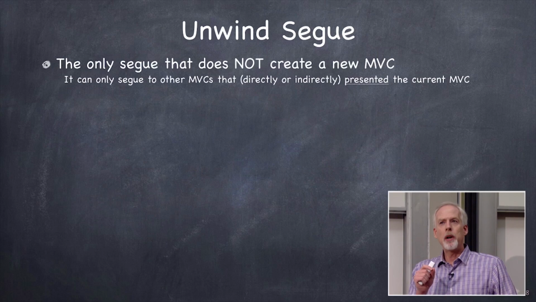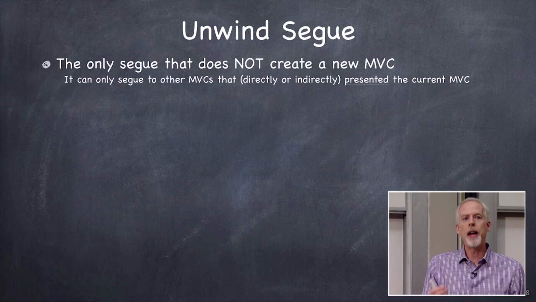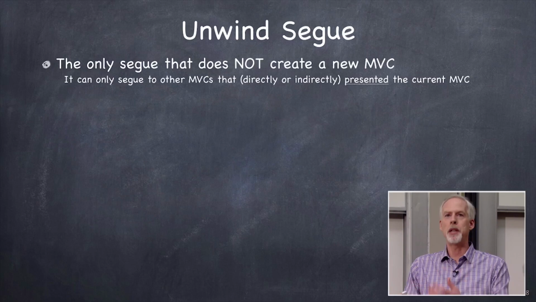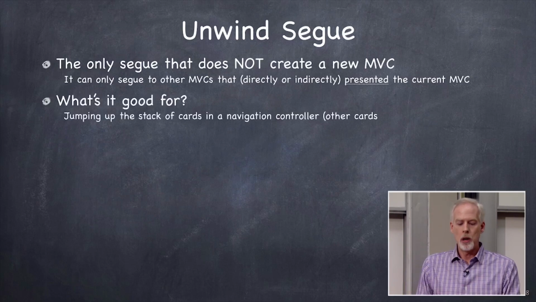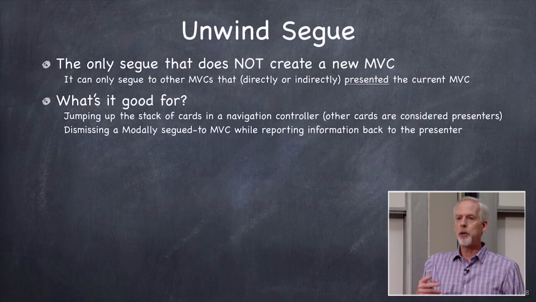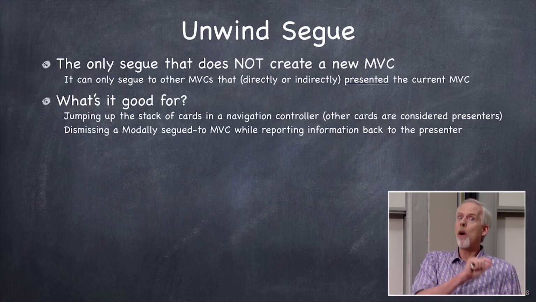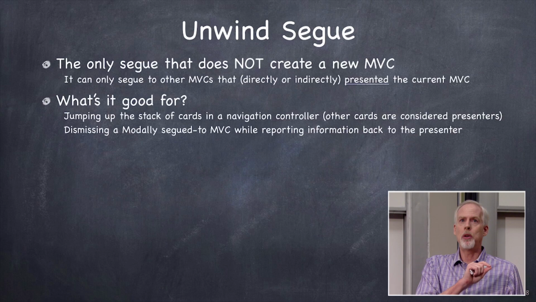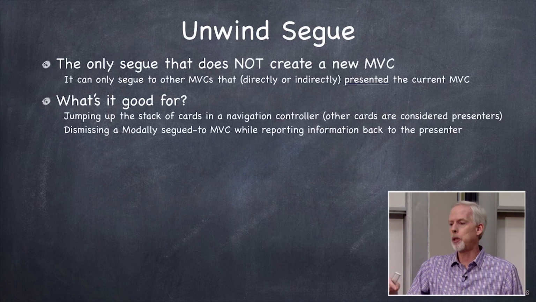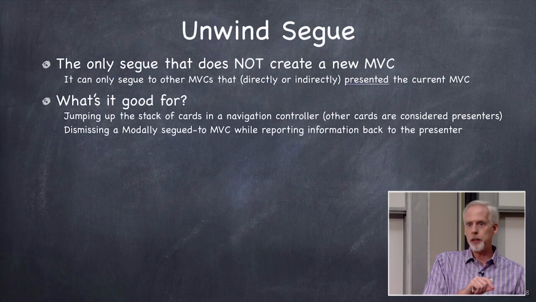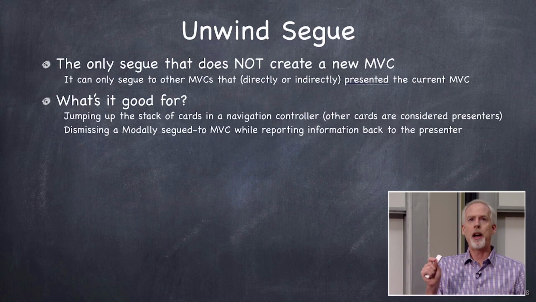And that's because Unwind segues to an existing view controller that presented the current view controller, or indirectly presented it by presenting some other view controller that presented this one. So what's this thing good for? Well, two things really. One, it's good for jumping back more than one step in a navigation controller. So you've got a navigation controller, you've pushed a bunch of cards on the stack, now you want to go back 3 or 4 cards in one jump. This is good for that.